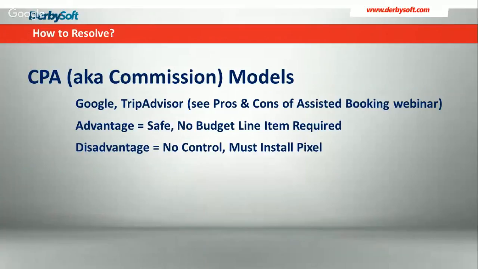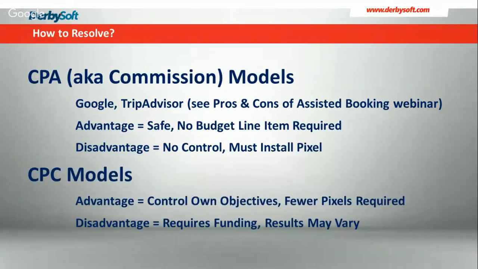Now, one of the disadvantages to them is that you don't get a lot of control. In fact, for that matter, you have to install a pixel from each of the channels that are involved. So if you were doing both Google and TripAdvisor, you'd have to have pixel installed from both of those in order to track the revenue that's coming from them. But it is a very safe way of doing that. And if you're not sure what to do with your budget, that may be practical to do that.